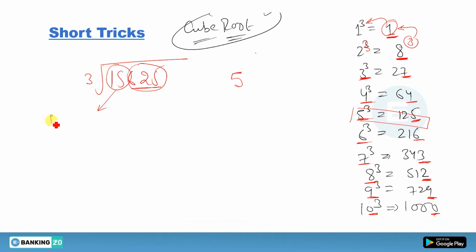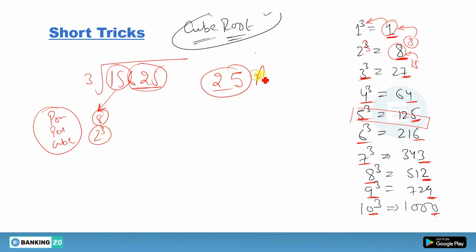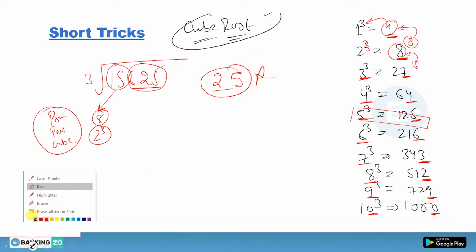So what is the previous perfect cube? This one is 15, so what is the previous perfect cube? You will get 8. And 8 is the cube of what? 8 is the cube of 2. So just put 2 here and this one is the answer. What I am going to tell you, this one is quite easy.